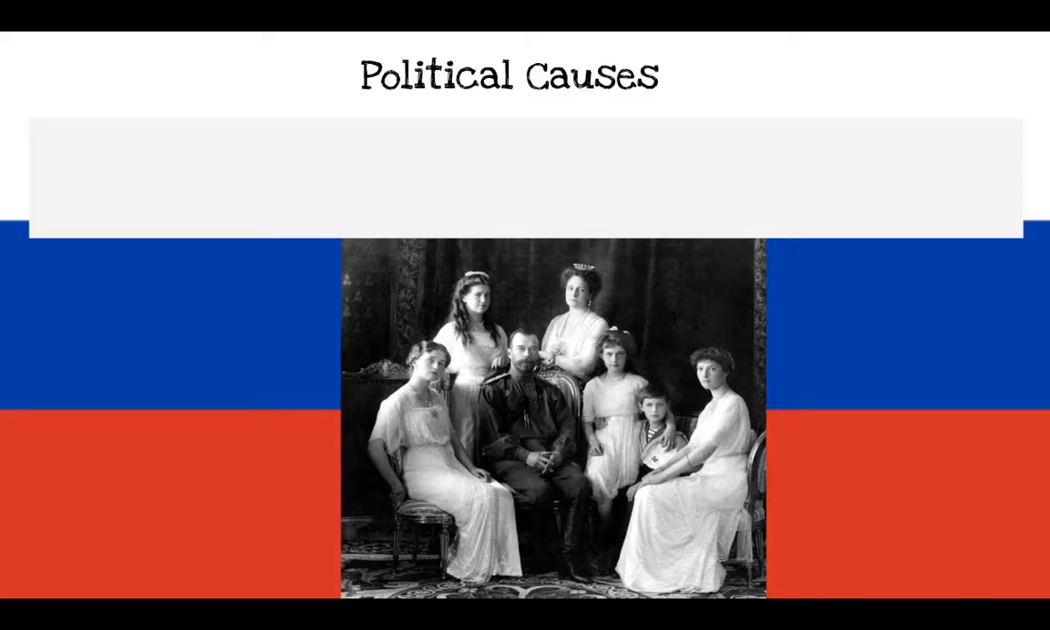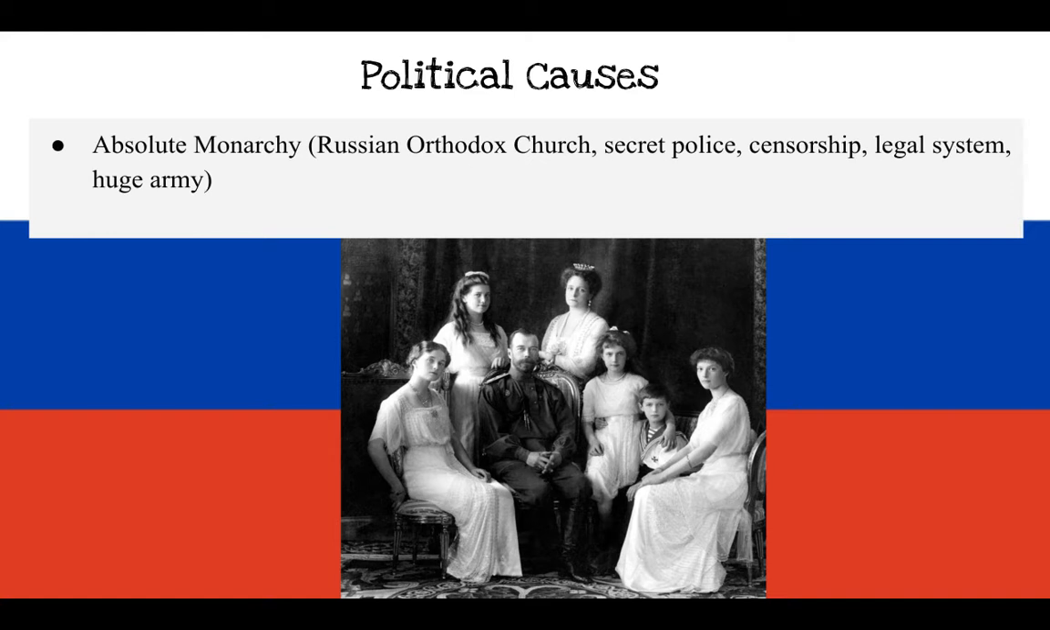Remember, when we talk about political causes, we are talking about problems or issues that were going on with Russia's government at that time. Russia's government at the time leading up to 1905 was an absolute monarchy. What that means is that the king, or the czar, which was the term they used for the Russian king, had all of the power, and it was believed that that power came from God.